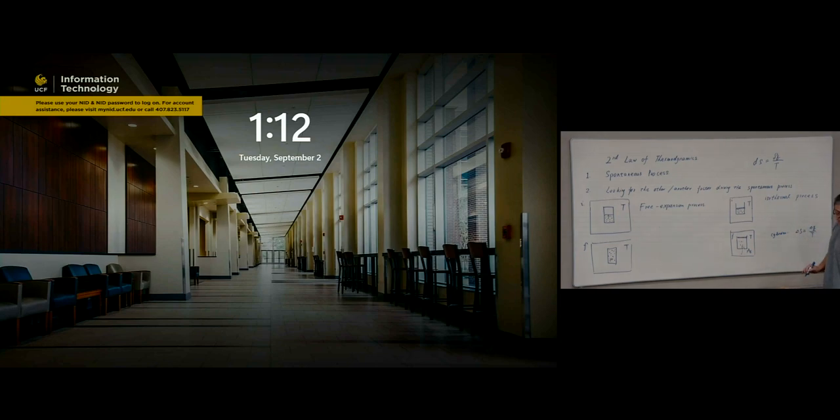T doesn't change, right? And for the reservoir, is that spelling correct? Reservoir. What's the delta S? It loses some heat, gives some heat, correct? So you have a negative sign there, right?